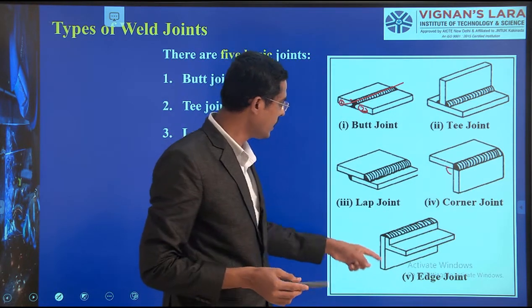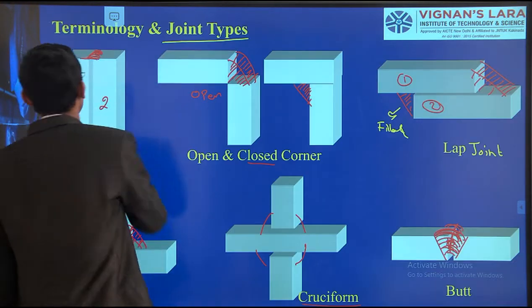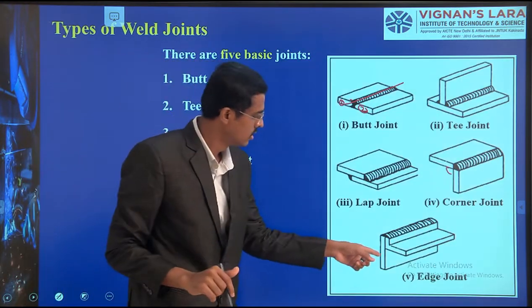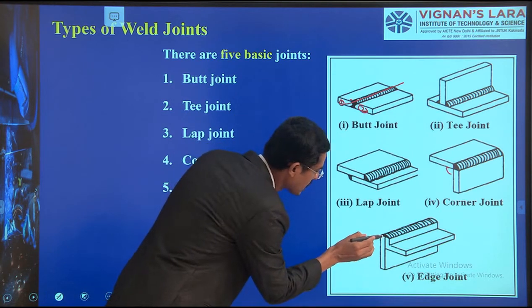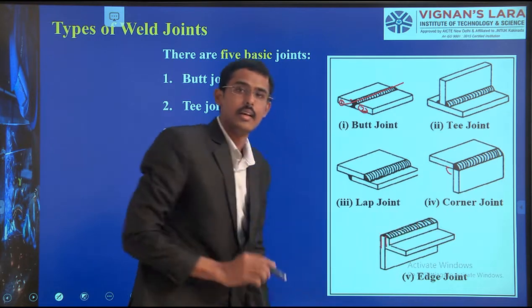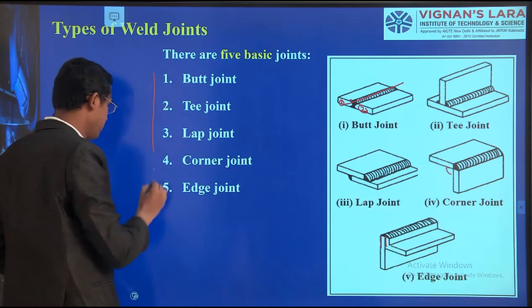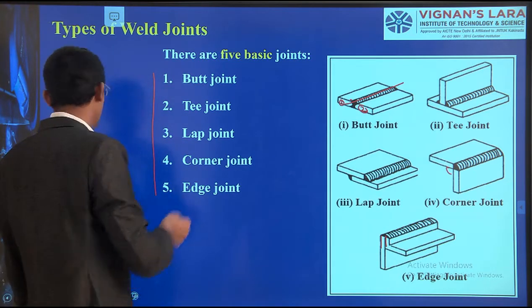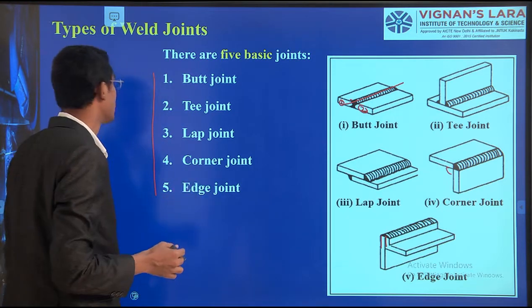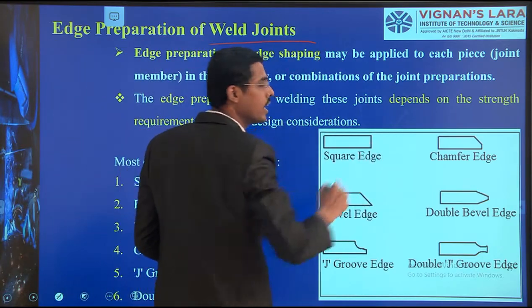So here again the edge joint. Our previous image we have taken. See, two pieces are joined in the edge weld. The same pattern is available like this. These two pieces come down, and here we are doing the weld at the top. Both edges are connected. So these are the five types of joint configurations: T, lap, corner and edge, maybe two more. Now, edge preparation for weld joints. How is edge preparation done?